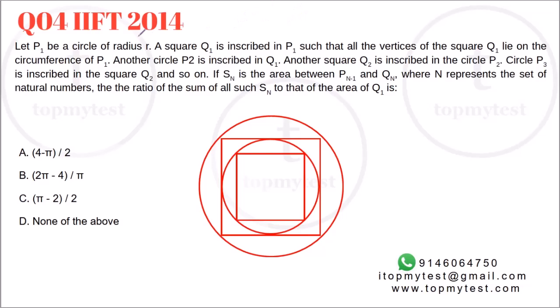Question number 4 is from IFT 2014. If you draw the diagram, basically the question solves itself. You know it is going to be like a geometric progression. Let's see what this is. Let P1 be a circle with radius r. So the first circle is P1 with radius r.